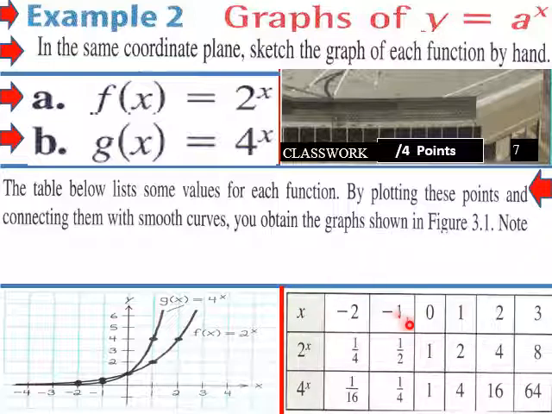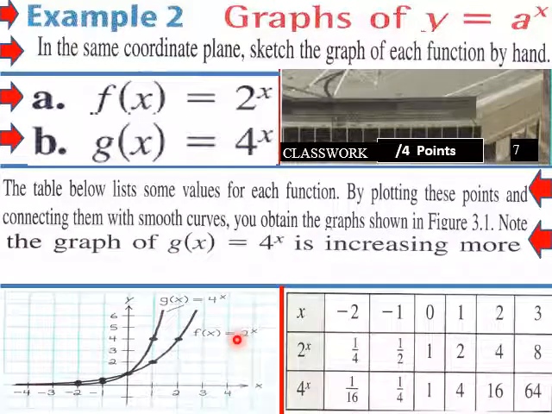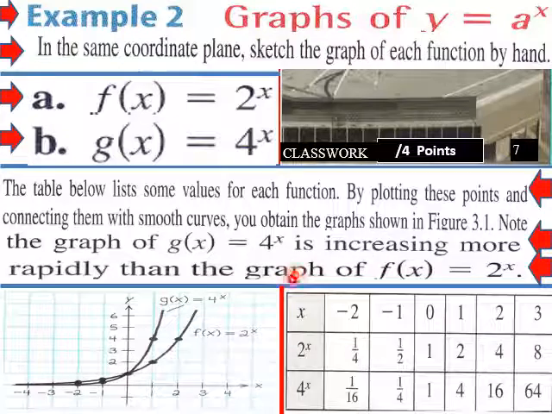And then when x equals negative 1, 1/2 and 1/4, plot these over here. And then go out a little bit further to when x equals 2. In this case, 2 to the x would equal 4, and then 4 to the x would equal 16, which is way up here. So that would be how you plot them by hand. And then you could check yourself with a graphing calculator. 4 to the x is increasing more rapidly than the graph of f of x equals 2 to the x, because this is kind of like your slope here, and it's definitely going to increase more than 2.